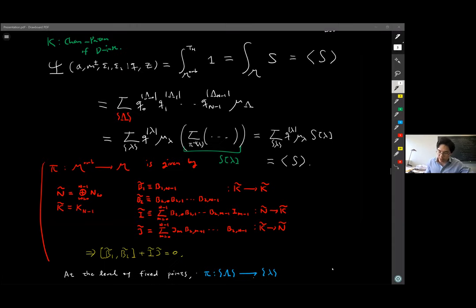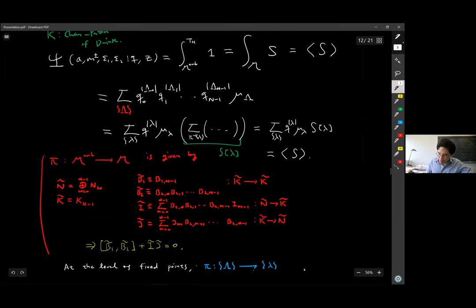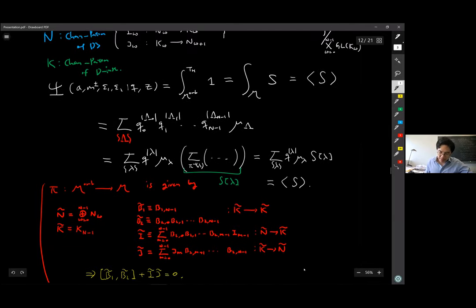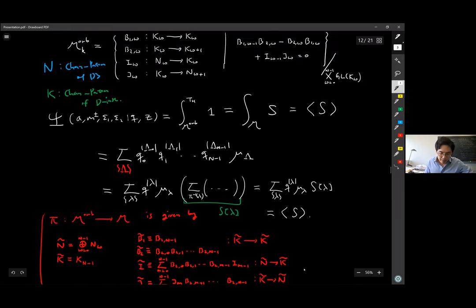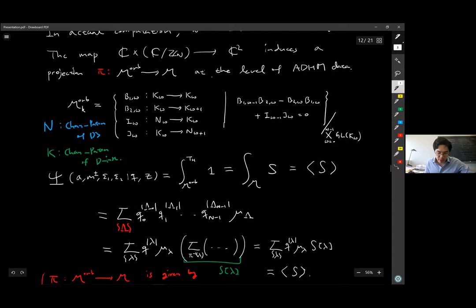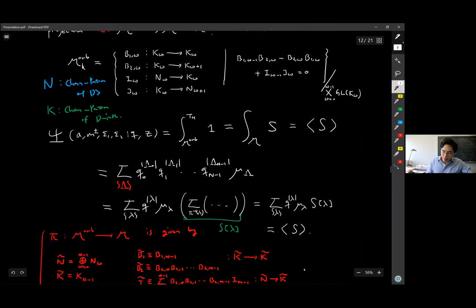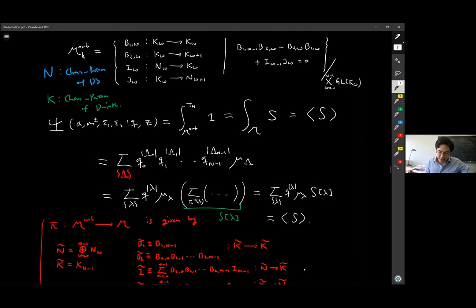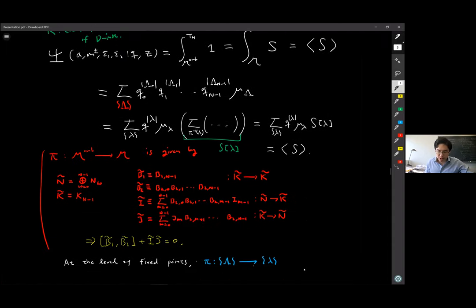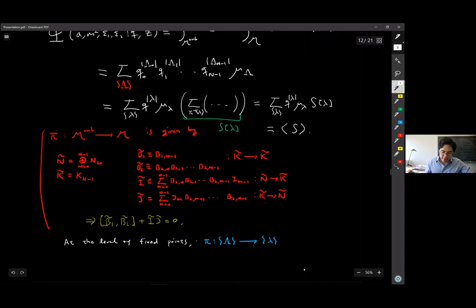So this is the object that satisfies the KZ equation. This is the vacuum expectation value of the surface defect, that's in the 4D side. And it can be shown that this object satisfies the KZ equation with the help of additional structure.